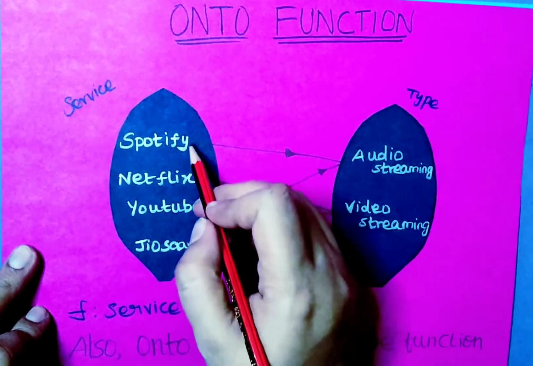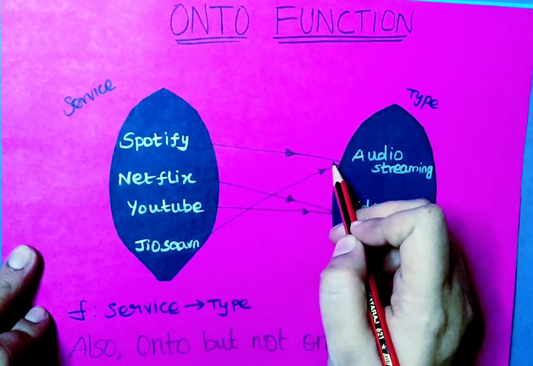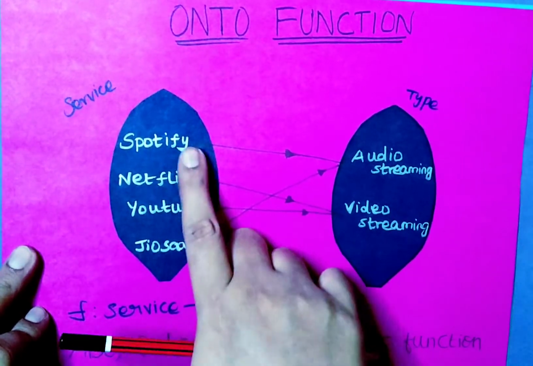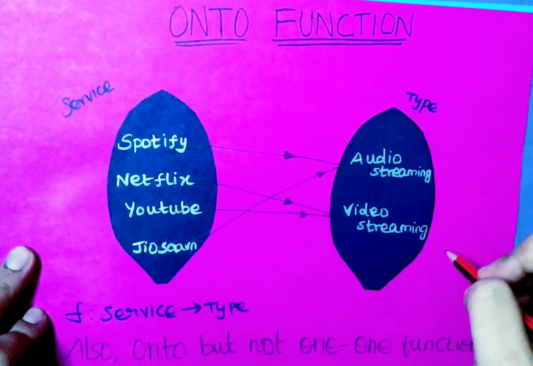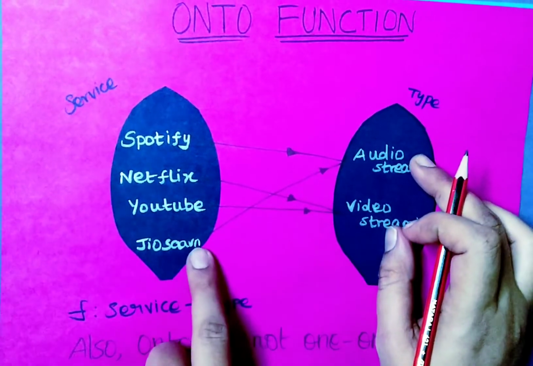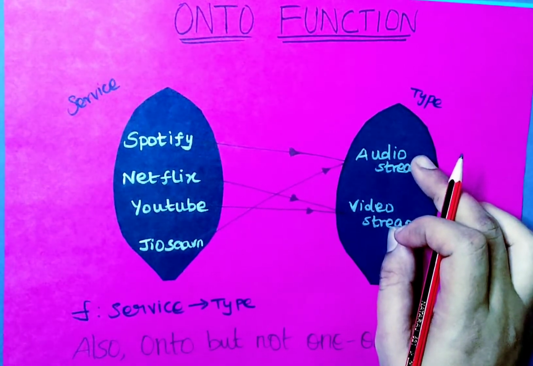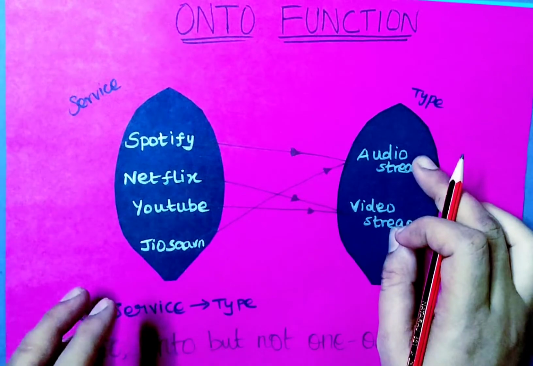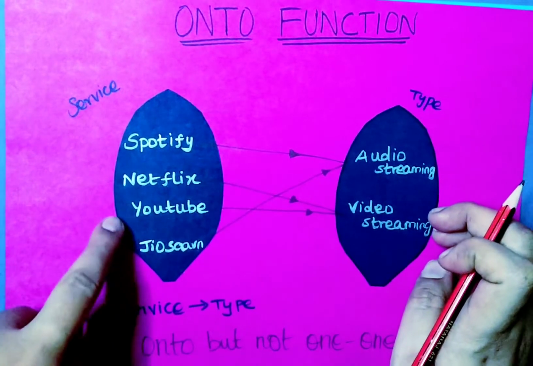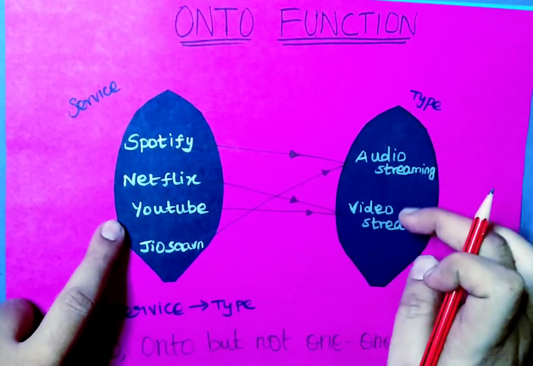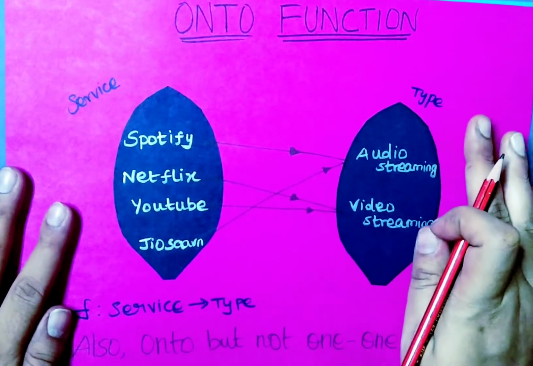Here if you see, Spotify has the image audio streaming, and Jio7 also has the same image. Okay, so more than one element from the domain have the same image. But if you check with the codomain, all the elements have at least one pre-image. Like the previous example, the two teachers are left out with no subjects, isn't it? But here, audio streaming has Jio7 and Spotify. Video streaming has Netflix and YouTube. So both have at least one pre-image in the domain. So that is what an onto function is.